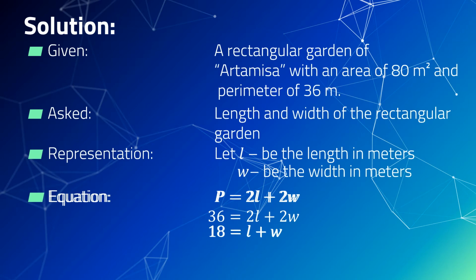Out of that, we can represent now 18 minus W as the value for the length, or the length is equal to 18 minus W. This comes from transposing W to the other side of the equation. From here going to here, we have the negative W, or by the symmetric property, we have length is equal to 18 minus W.